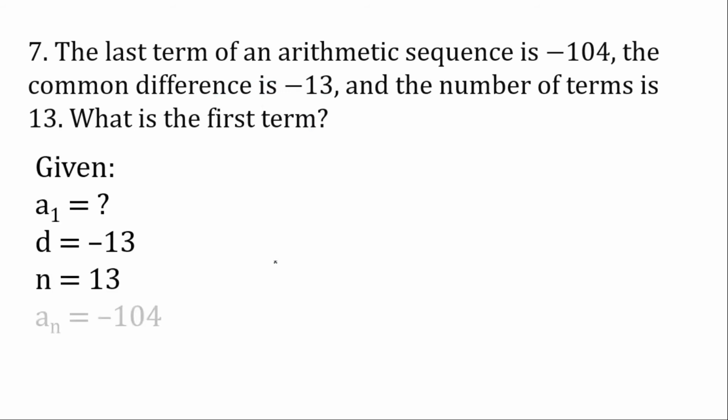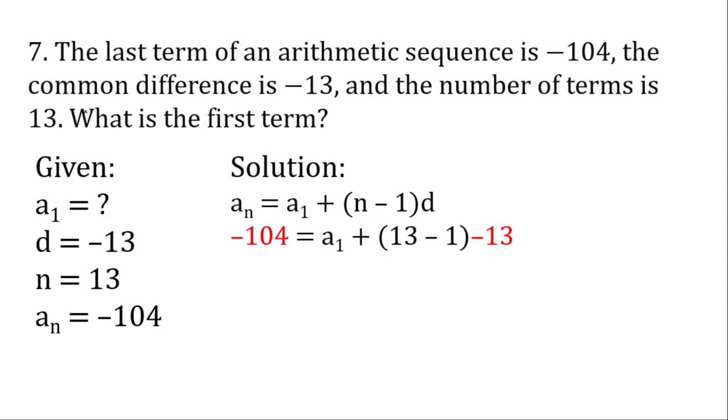Let's list all that are given. We don't have a sub 1. But we have a common difference of negative 13. And the last term is negative 104. We know that this negative 104 is also the 13th term because the sequence tells us that there are 13 terms. So let's just substitute all the values that we have. So we have here negative 104, the value of our n, and the value of our d. I'm sorry I didn't color this red. I might somehow miss it.